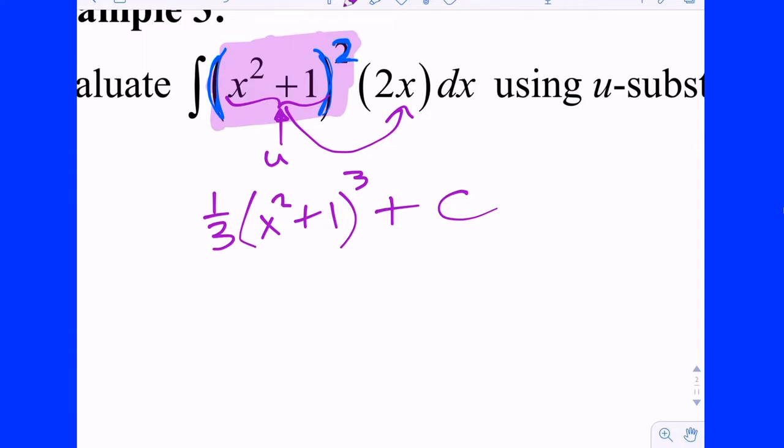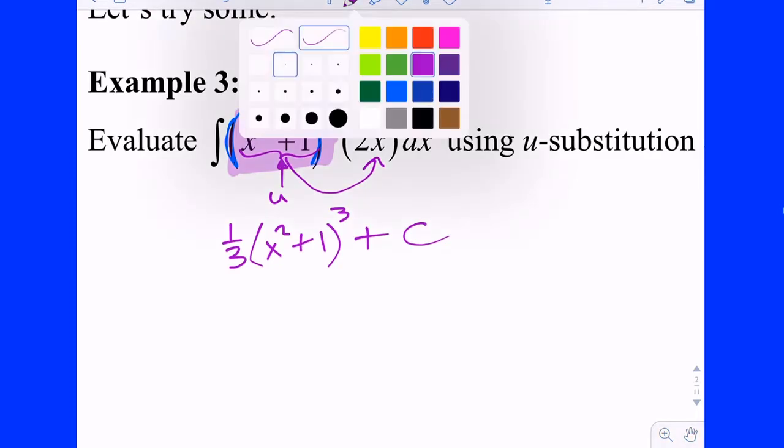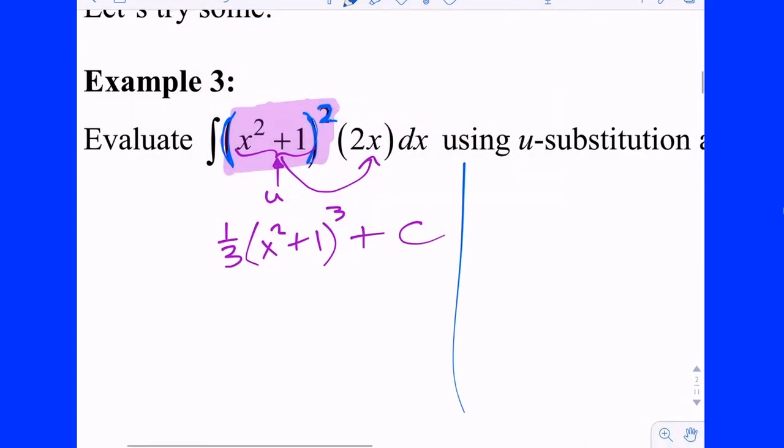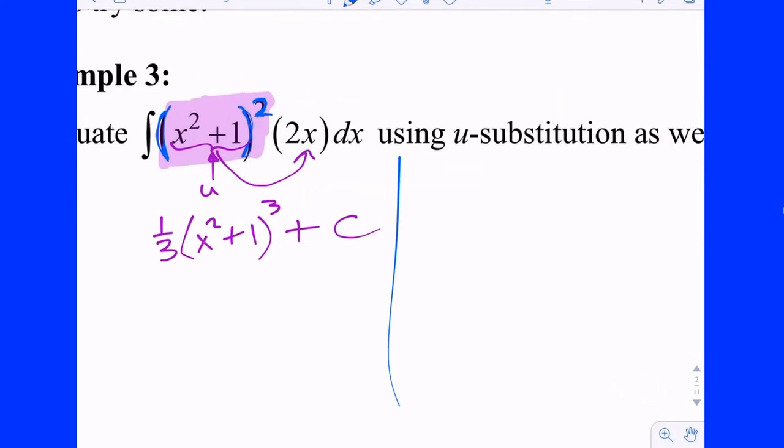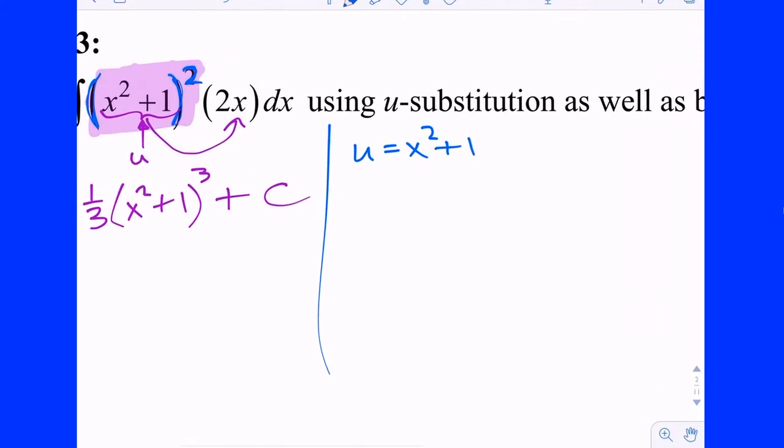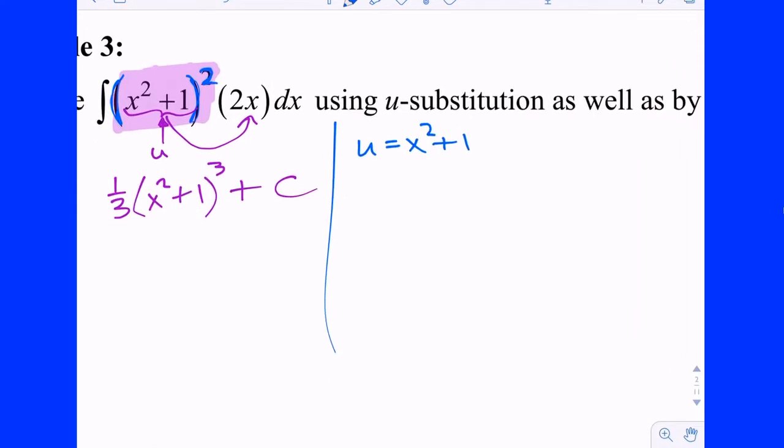Very fast, very easy. Now, u-substitution, again, does have its merits, and you will be responsible for knowing how to do it. So here's how it would look. You're going to let u equal x squared plus 1. You still have to identify the inside function. And now you're trying to change the integral from a function of x to a function of u. So I like to come down here and start replacing things. Instead of (x squared plus 1) squared, I get u squared.